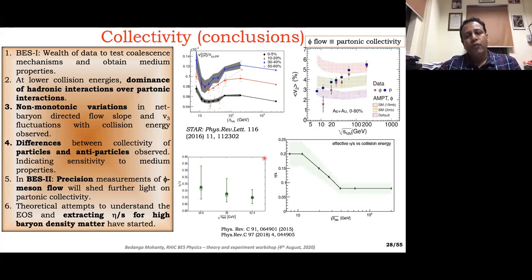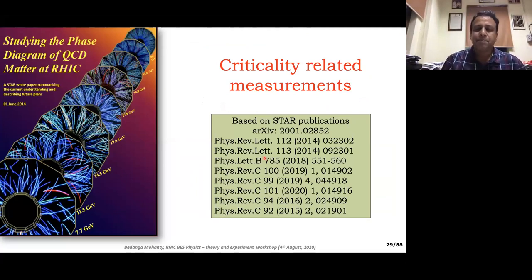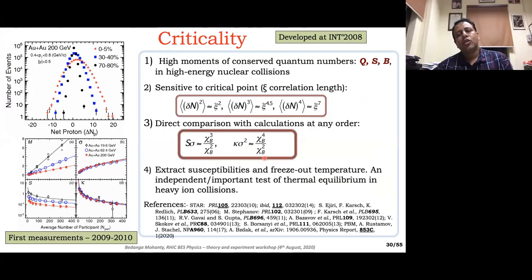Now let me move to the criticality. These are based on these papers. Now, the STAR experiment developed this observable of higher moments of net particle distributions, which could be related to conserved quantum numbers such as net charge, net strangeness, or net baryon number. This was actually developed in collaboration with theory colleagues at an INT workshop in 2008.